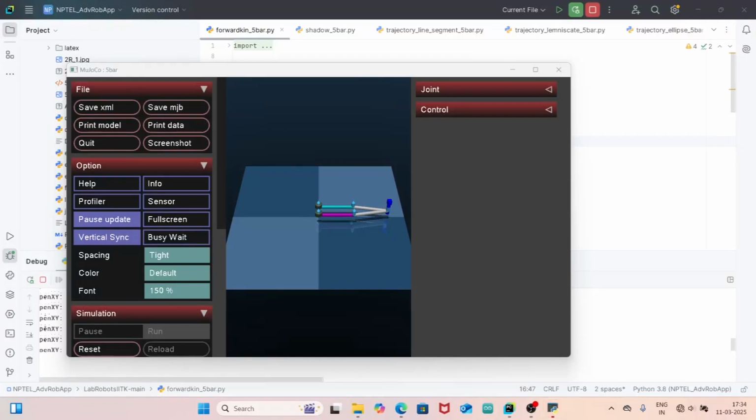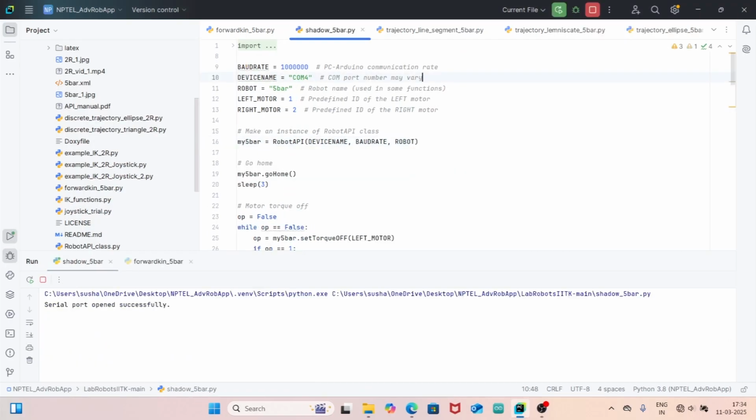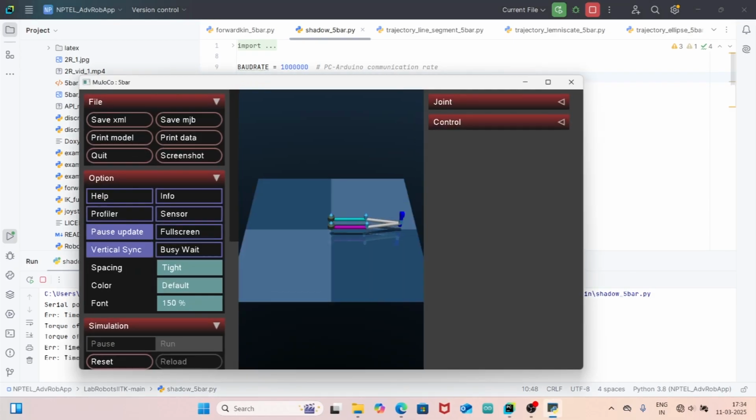This is the second task that we are doing. So in this particular case, we are going to switch off the torques of the motor. What that means is that the motors are going to become free, and then we can actually move the manipulator by hand. And when we are moving the manipulator by hand, it will be replicated in the simulation also. So what should we do? Straight line motion.